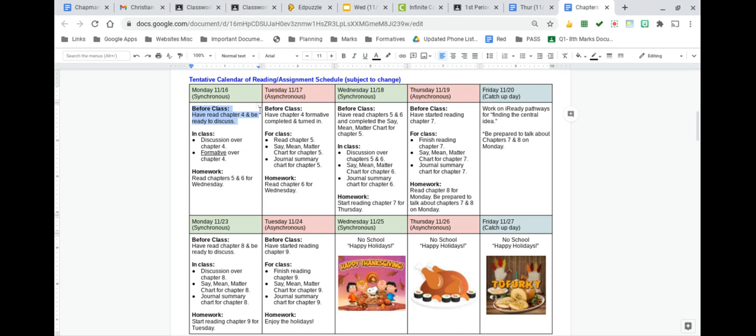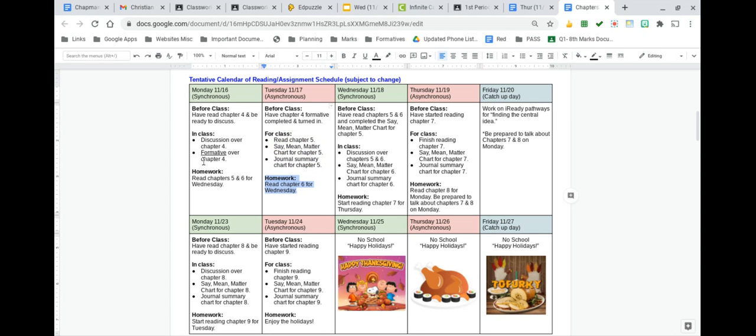Okay, so then on Tuesday before class, you need to make sure that you finish the formative for chapter 4 and you have turned it in. During class, we're going to read chapter 5. You're going to complete your say, and this is your asynchronous day. So this is going to be your assignment at home by yourself, okay? You're going to read chapter 5. You're going to complete the say, mean, matter chart for chapter 5, and you're going to update your journal for chapter 5. Then for homework, you need to make sure you've read chapter 6 for Wednesday.